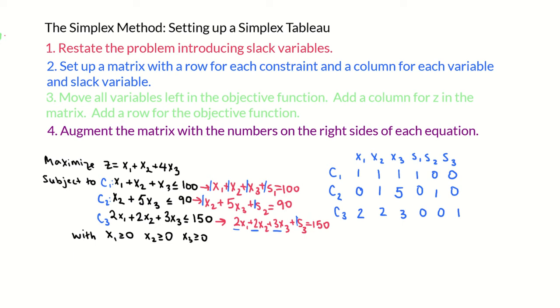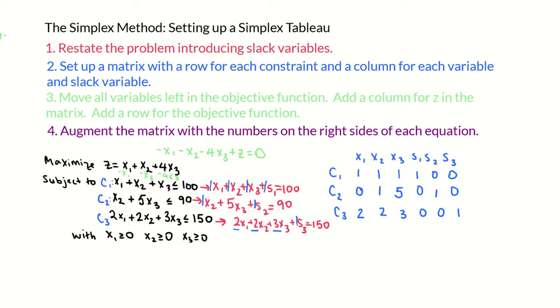And now we're going to involve the objective function, which is the one that has z in it. And we want to move all variables to the left in the objective function. So that would be subtracting each of these from both sides. That would give us the new equation, negative x1 minus x2 minus 4x3 plus z is equal to 0. So it's just rewriting that equation by moving everything to the left.